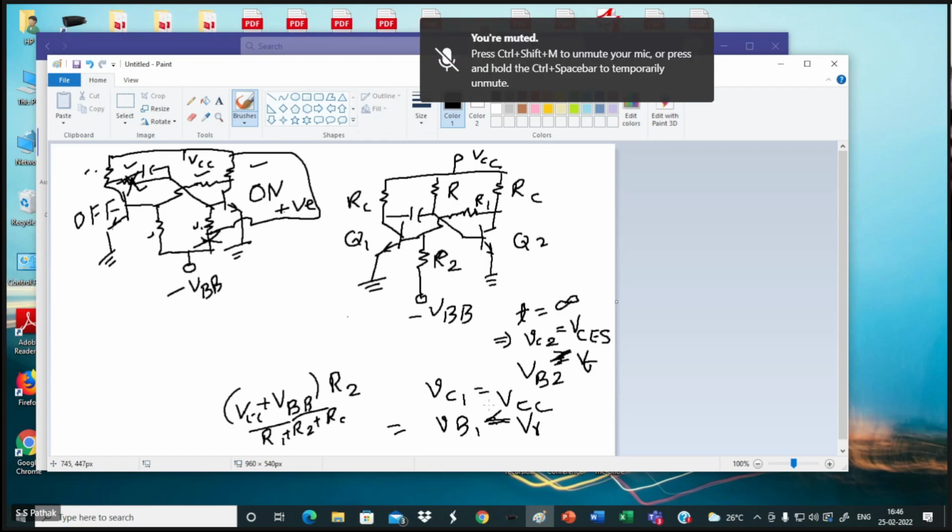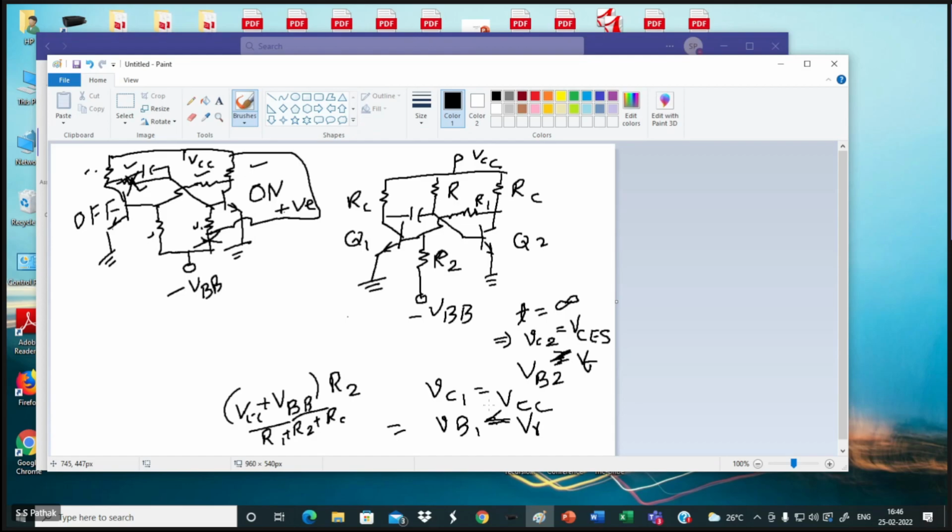Okay? It can be negative also. Even if it is negative, accept it. Otherwise, in positive direction, it has to be V gamma or less than that. So that way, with the help of VBB and VCC, I am finding R1, R2 and RC according to that. Okay? Coming to this, this was your VC2 is VCES, VB2 is greater than V sigma.